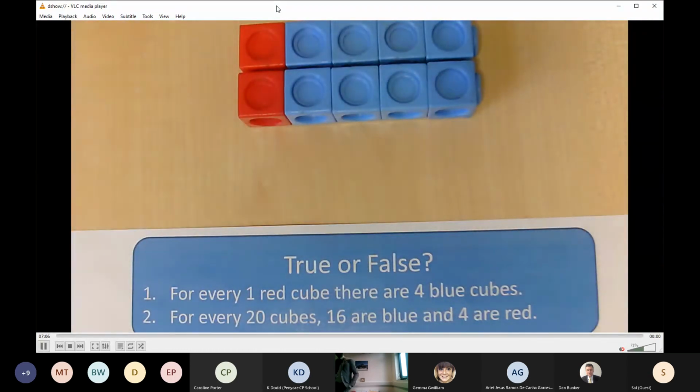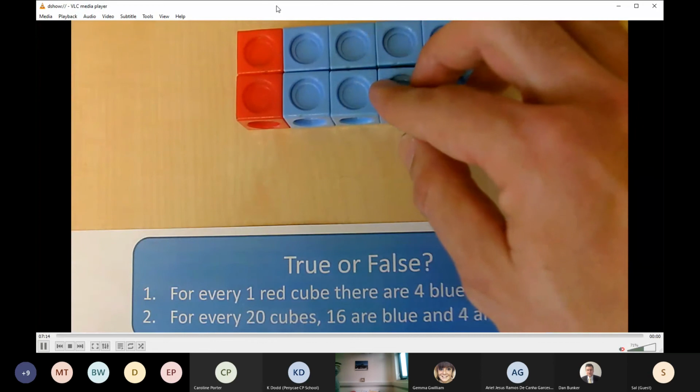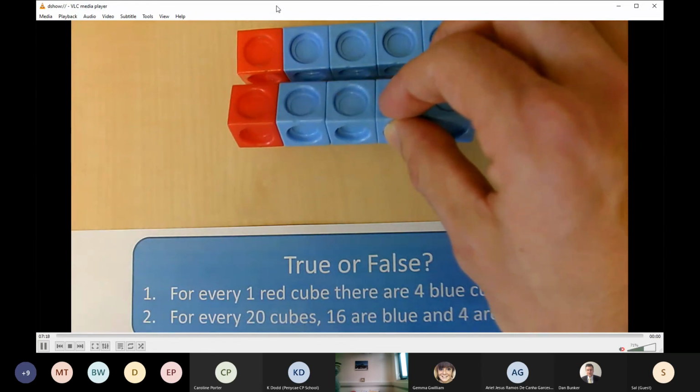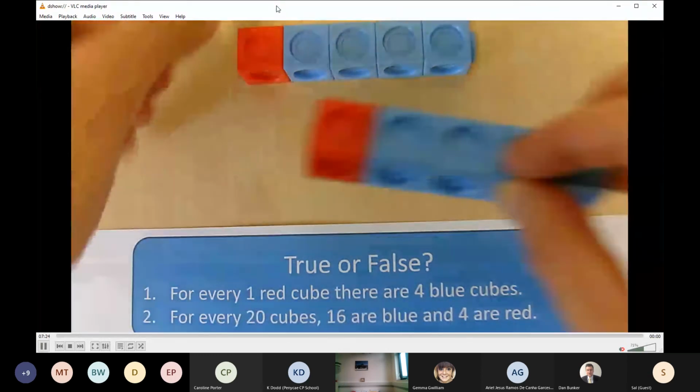And then we can have a look at that first one. For every one red cube, there are 4 blue cubes. Well, is that true? As we think about pattern simplification, we can say, oh yes, if we take one line away, we can see that 8 to 2 is in fact the same as 4 to 1, because it's about reiterating that pattern.